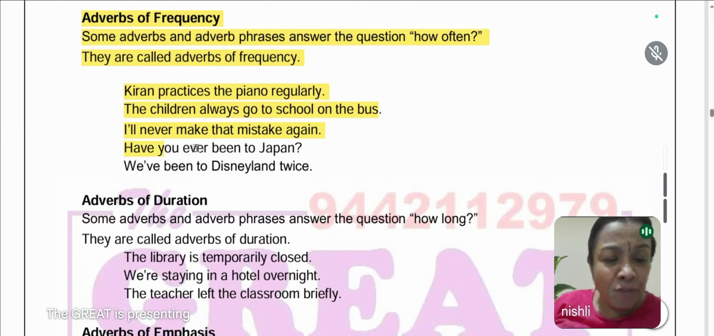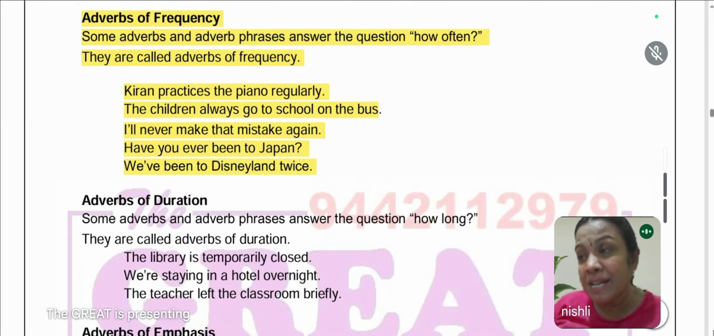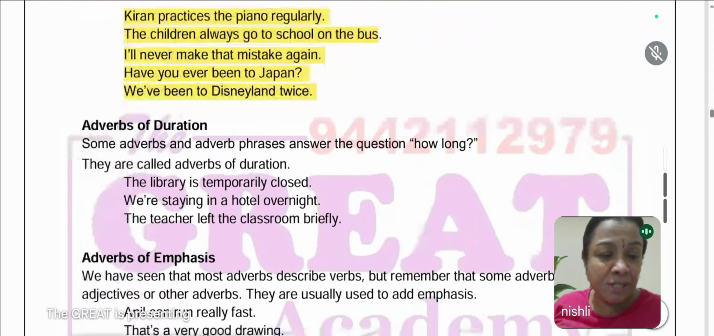Next is, have you ever been to Japan? So how often have you been to Japan? Have you ever been to Japan? How often? Next is, we have been to Disneyland twice. How often have you been to Disneyland? Twice. Two times we have been to Disneyland.